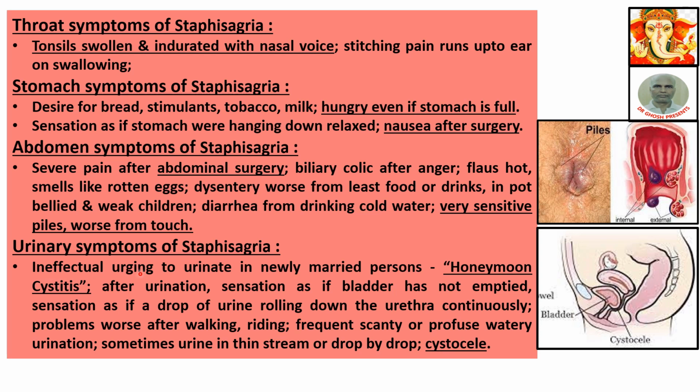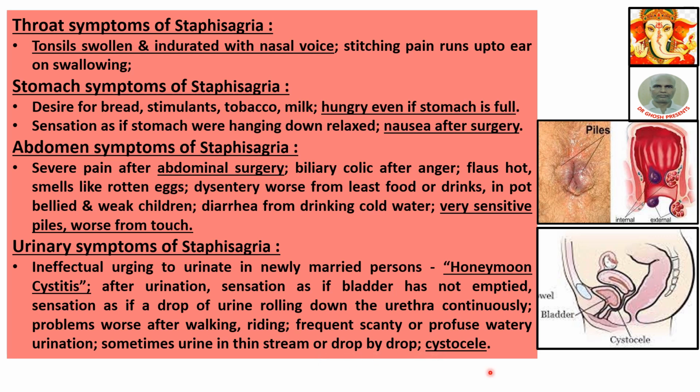Urinary symptoms of Staphisagria: ineffectual urging to urinate in newly married persons. Honeymoon cystitis. It has already been described. After urination, sensation as if the bladder has not emptied. Sensation as if a drop of urine is rolling down the urethra continuously. Problems worse after walking, riding. Frequent and scanty, or profuse watery urination. Sometimes urine is a thin stream or drops right off.